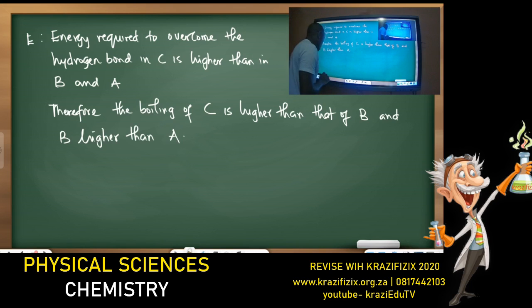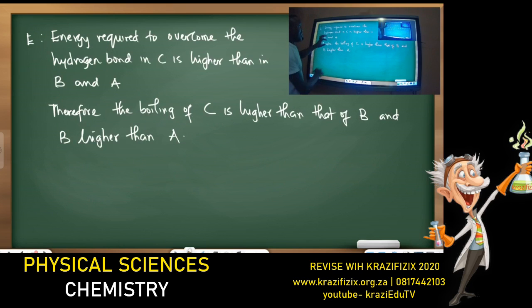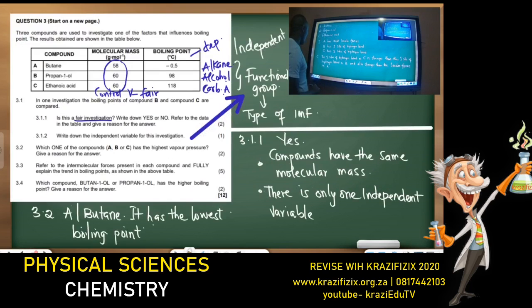I, C, E, and then you conclude. I, identify. C, compare. Make sure you keep mentioning C, B, and A in that order. Energy, C, B, A in that order. Therefore, the boiling point also in that order.